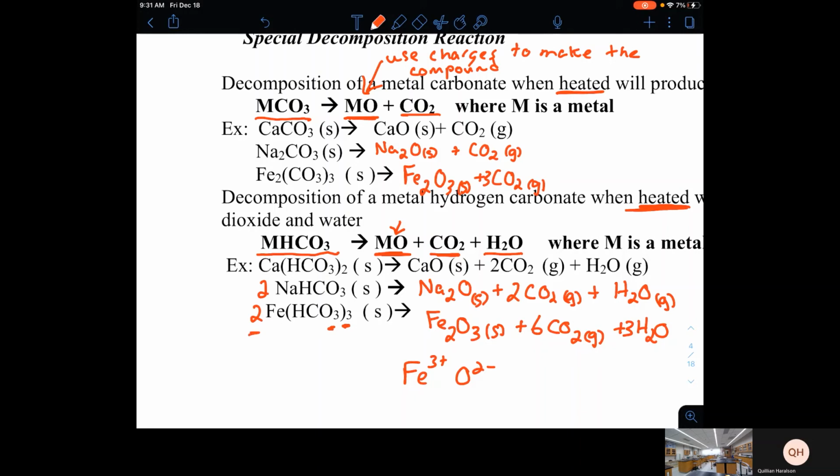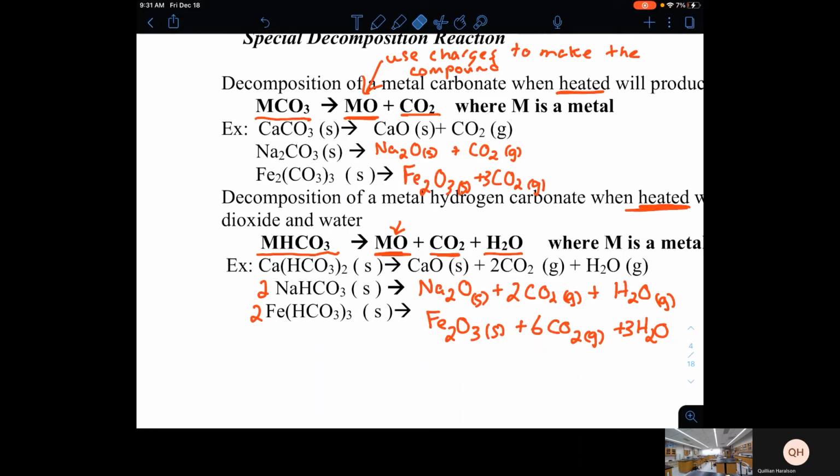We got 12 right here, plus we got another 3 right here, so that's going to give me 15, plus we got 3 right here, so that gives me my 18, and it looks as though we are now officially balanced here. All right, here we go.